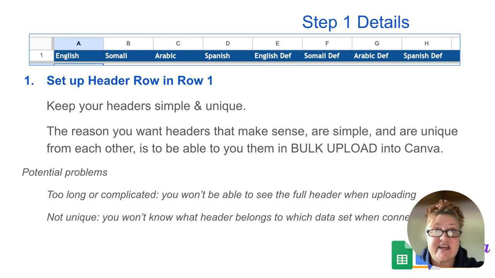So to start with, the details for setting up your header row, you want to make sure that you're using simple and unique headers. The reason we want to do this is we will be uploading this information into Canva. So we want to make sure that our headers can be recognized by the data pulls and data sets that we're going to be using in Canva. There are a few problems that could go wrong here. You want to make sure that you keep things simple, you keep them short, and you keep them unique. Otherwise, the Canva upload won't be able to recognize what data needs to go where.